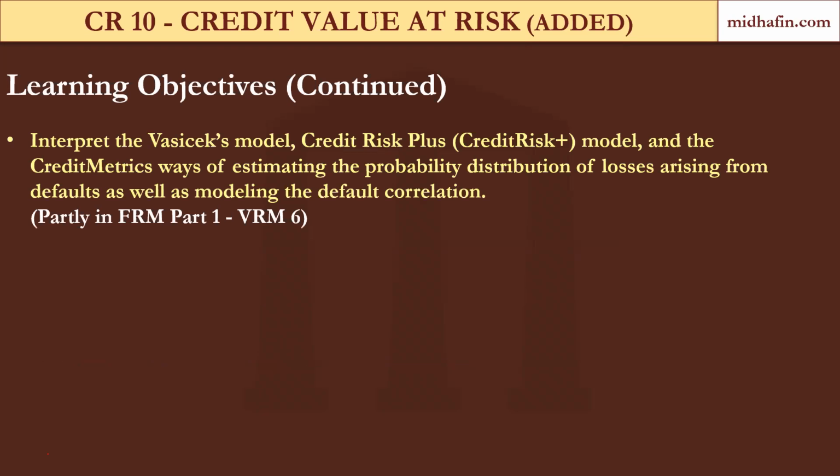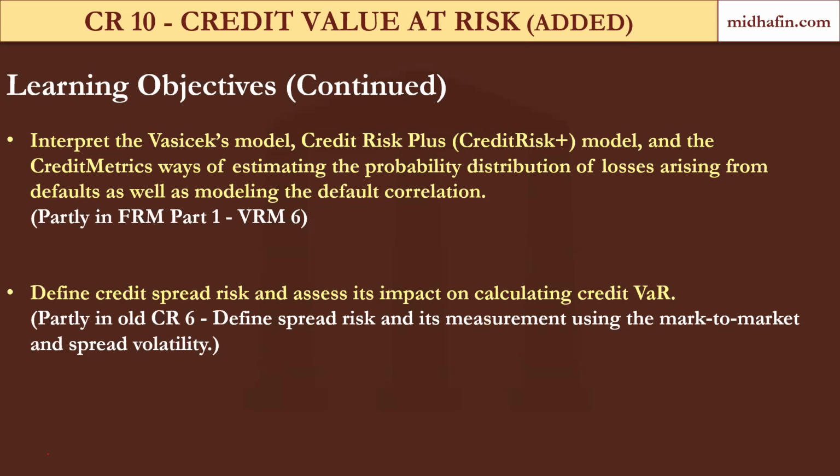Then, this is also similar to one of the learning objectives in the same chapter, VRM 6, interpretation of the model. Basically, it was mostly about the interpretation of the model. Then CreditRisk+ and CreditMetrics has also been added. Then credit spread risk and its impact on calculating credit VaR.